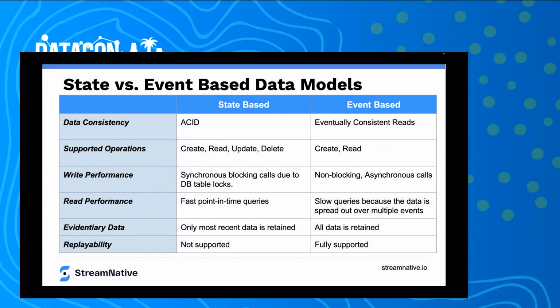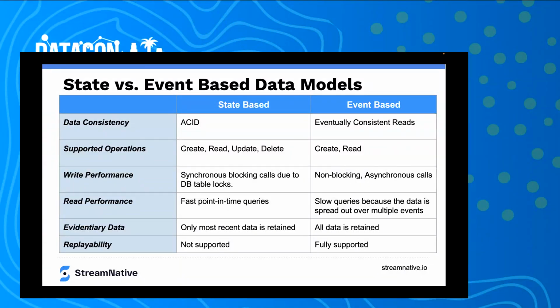Just to summarize some of the performance characteristics between these two data models: for data consistency, a state-based model uses full ACID semantics. It's guaranteed to be consistent. The writers and the readers are all going to get the exact same data. With an event-based model, you're going to have eventually consistent reads. There might be some latency, as the readers read through that information and process those events to calculate the current state. So there are eventually consistent data latency trade-offs that you're going to make.